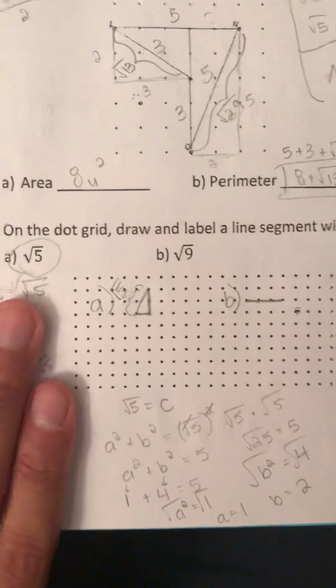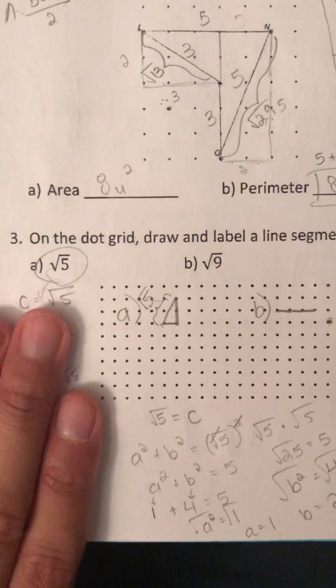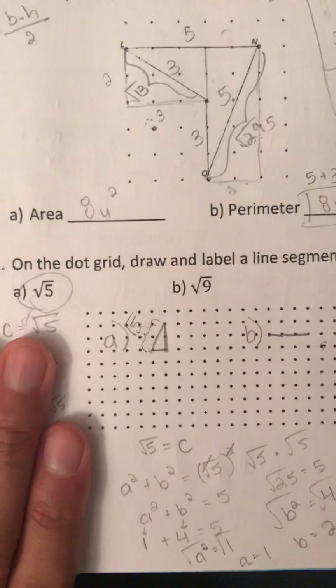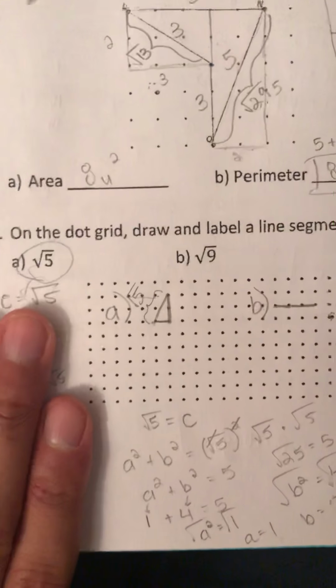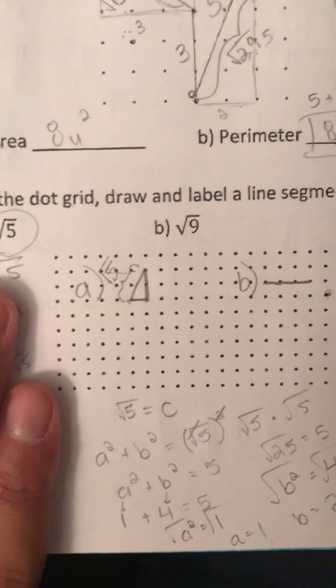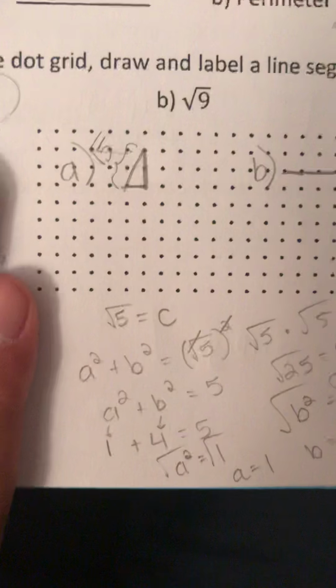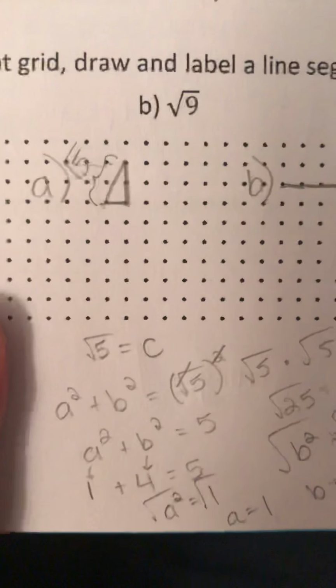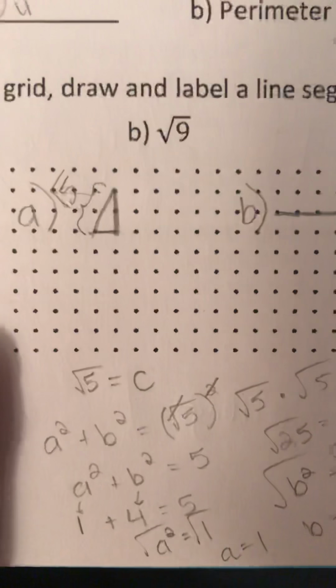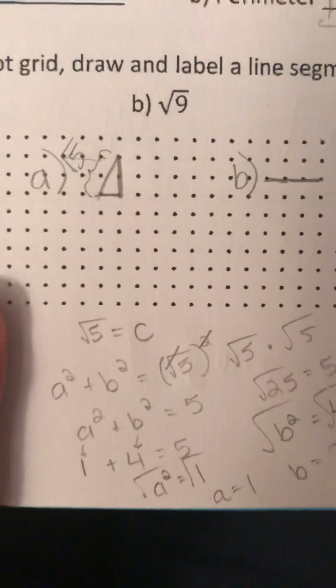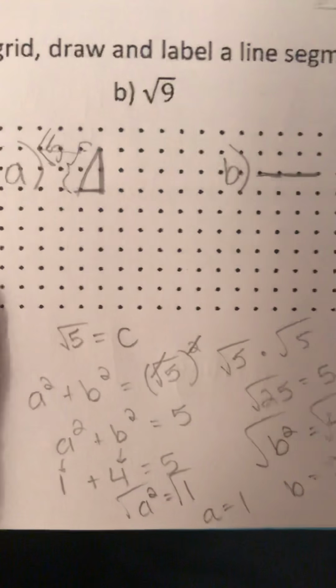So, if you take a look, they want us to draw a line segment that's the square root of 5. So I'm going to treat that as our hypotenuse. I'm going to say that c is equal to the square root of 5, which is what I wrote over here. Okay, and then I'm going to use the Pythagorean theorem to help us find the side lengths of the shorter legs.